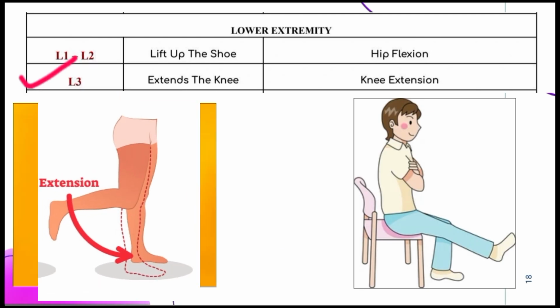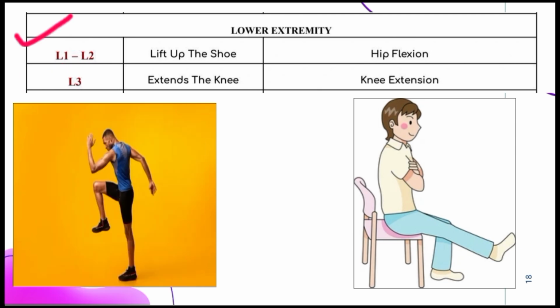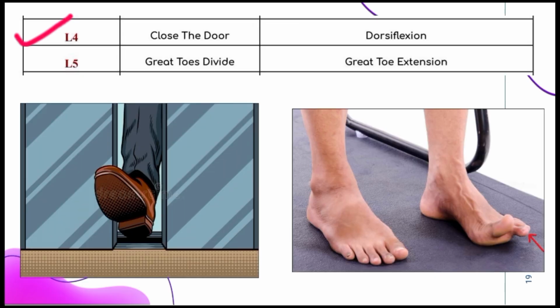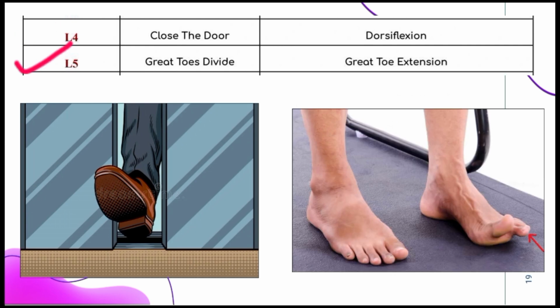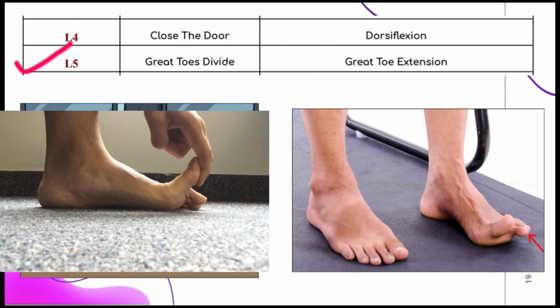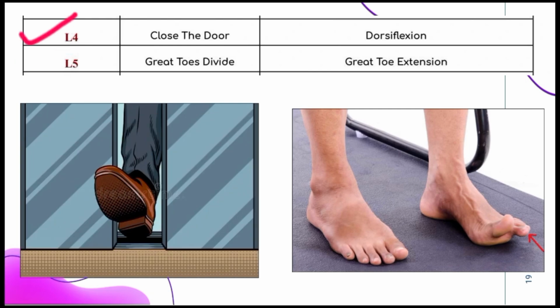Next is L3 extends the knee. So by mnemonic itself, it is knee extension. Next is L4 close the door. So for closing the door, you have to dorsiflex the ankle. So dorsiflexion. L5 great toe divide. By name, it's clear that there is extension of the great toe or great toe extension.